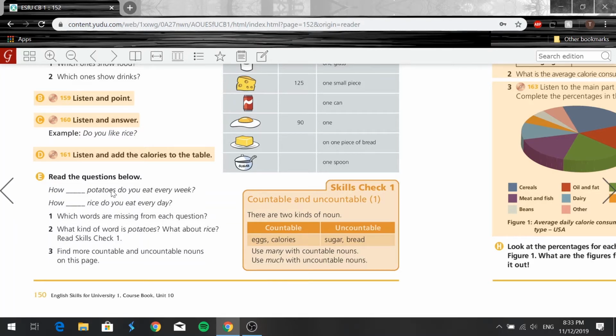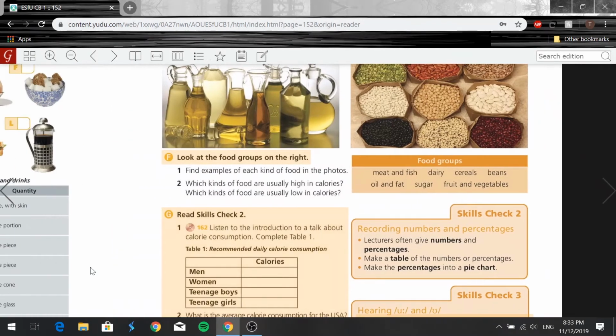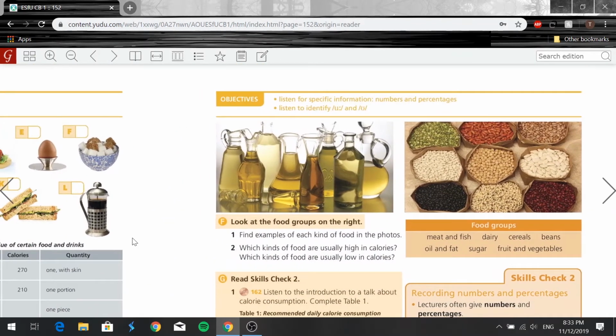So what kind of word is potatoes? Like I said, it's a countable noun. What about rice? It's an uncountable noun. Okay, so now let's move on. What do we have here? Here we have exercise F. Look at the food groups on the right.